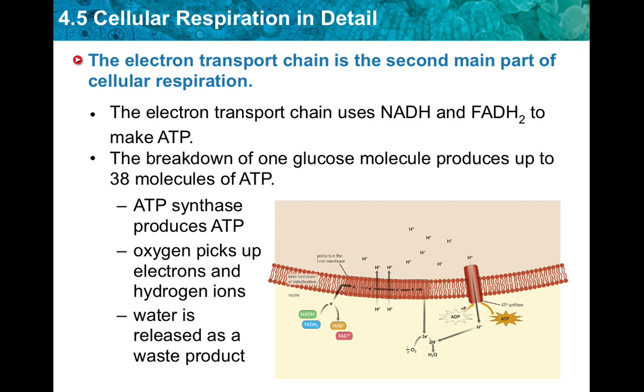So the breakdown of one glucose molecule produces up to 38 molecules of ATP.